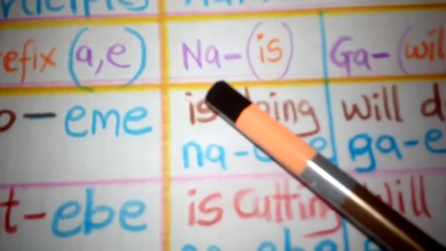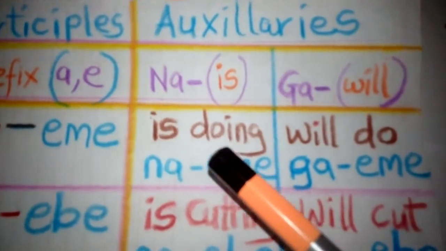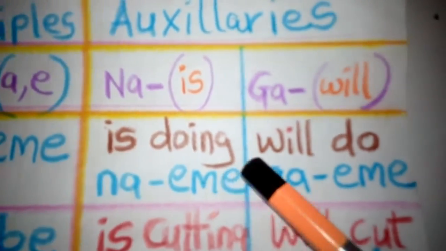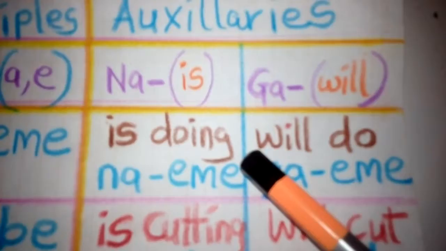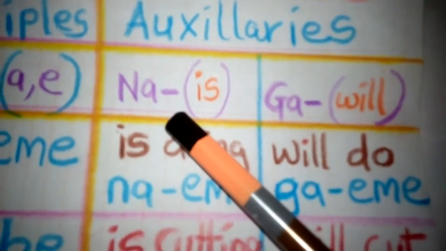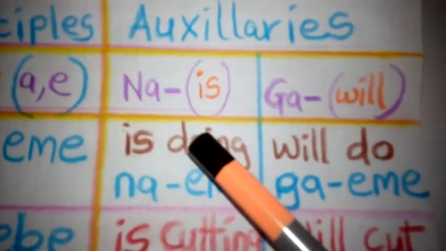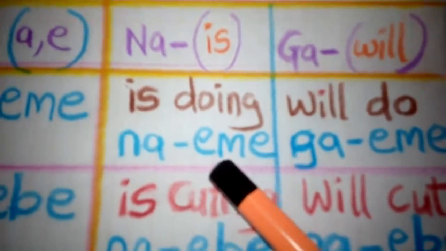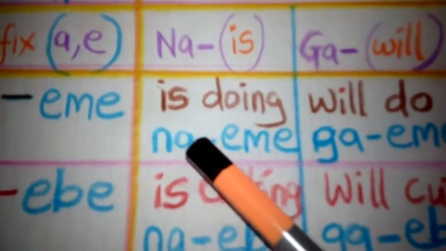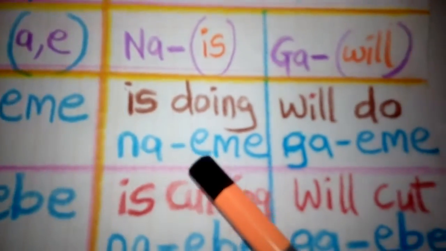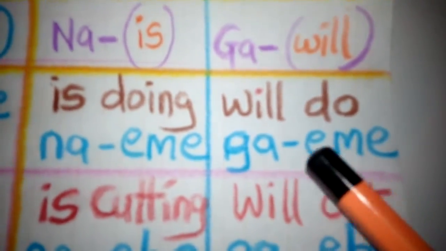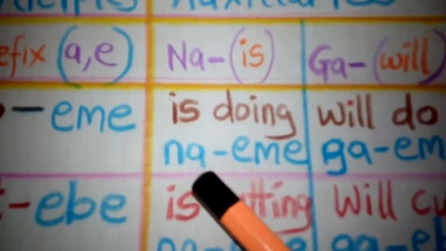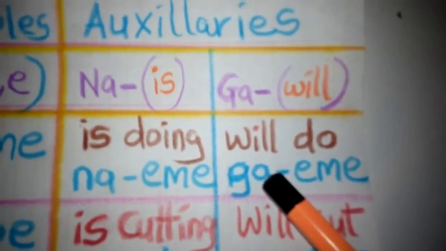So for auxiliary, I'm still on the summary. The auxiliaries na and ga go with a hyphen. They go with this hyphen only when the next word is a verb. When the next word is a verb, you put na and put a hyphen, or you put ga and put a hyphen. If it's not a verb following immediately, you cannot put a hyphen.